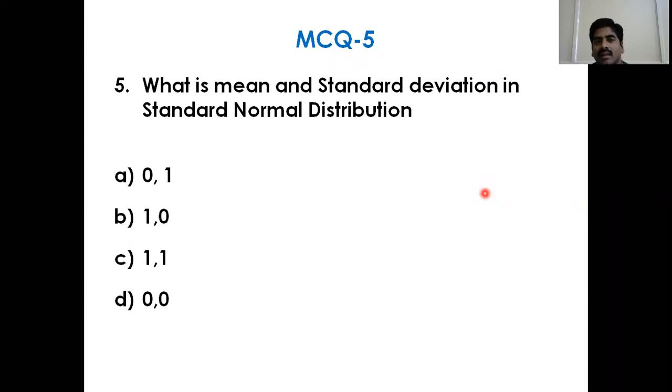Next, question number 5. What is mean and standard deviation in standard normal distribution? Option A, 0, 1. Option B, 1, 0. Option C, 1, 1. Option D, 0, 0. Mean and standard deviation in a standard normal distribution.